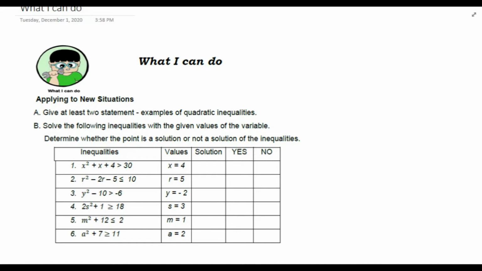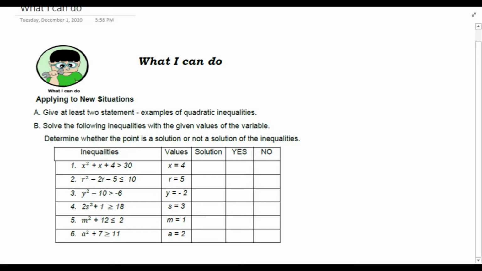Okay, for letter B, solve the following inequalities with the given values of the variable. Determine whether the point is a solution or not a solution of the inequalities. Okay, so let's try to solve. And then we will check the column yes or the column no if the given value of the variable is not a solution for the quadratic inequalities. Okay, so we will try number 1.